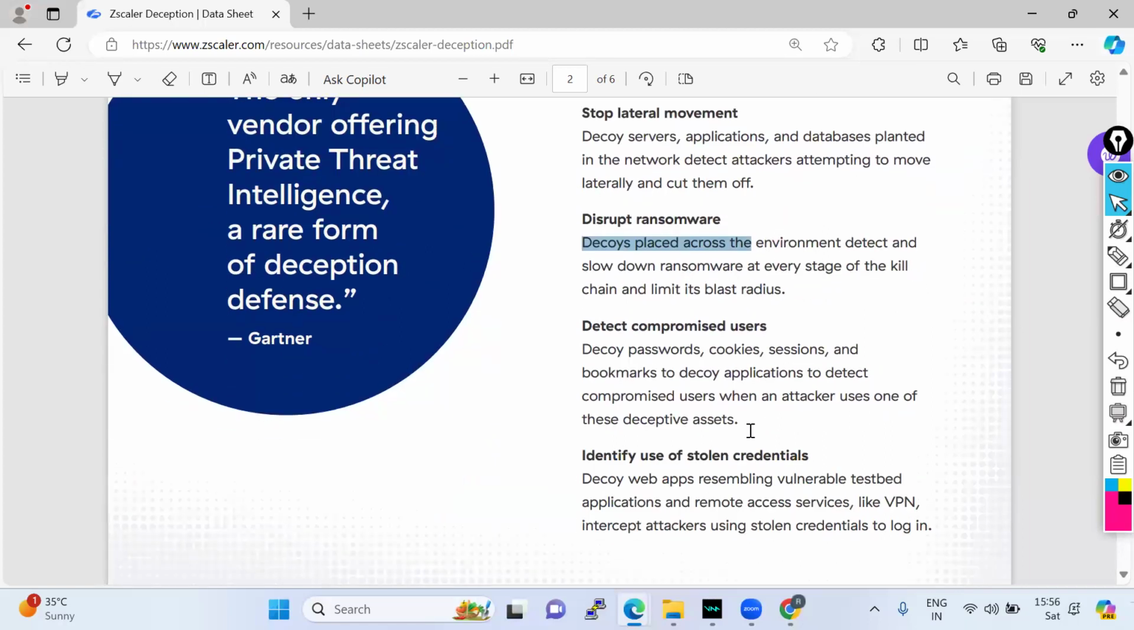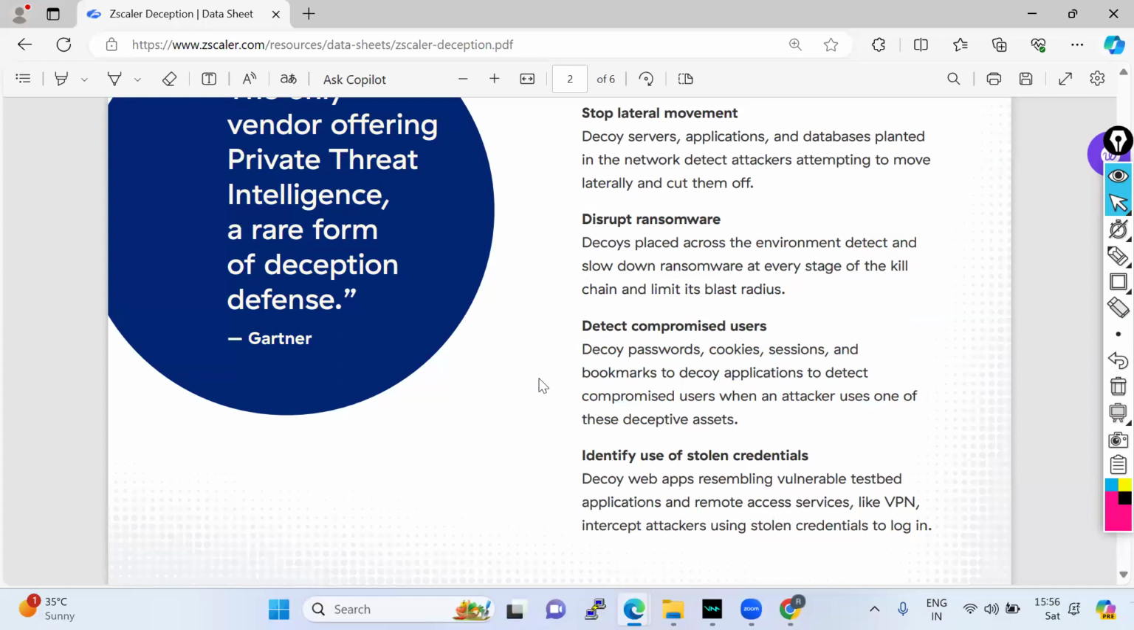Just think of something that gives false information, and by using that false information you entrap the attacker. They are going to put in a false password, decoy cookies, decoy sessions, decoy bookmarks, decoy applications to detect the compromised user. So these are all fake, because this is designed to lure the attackers.